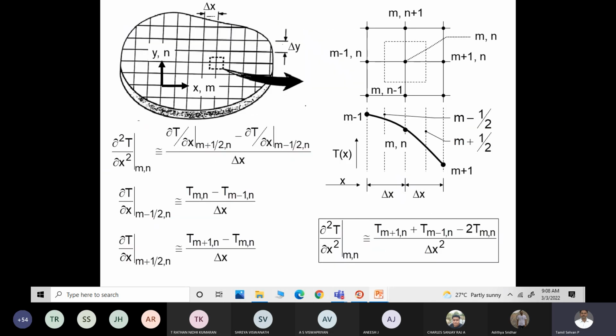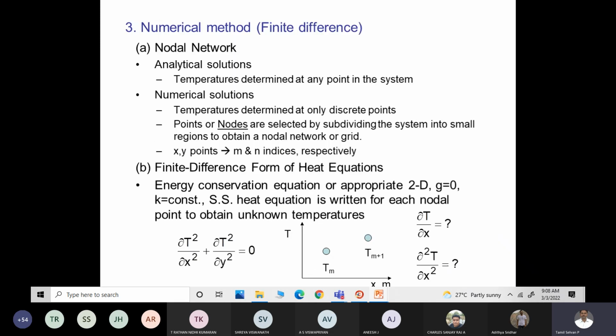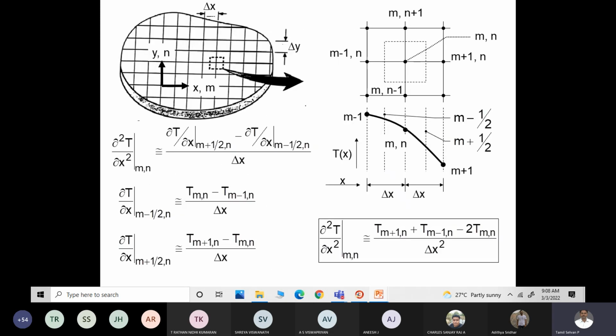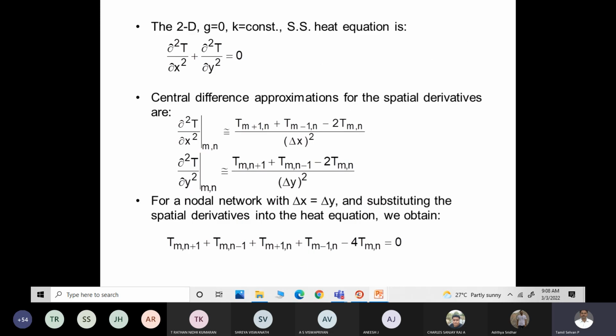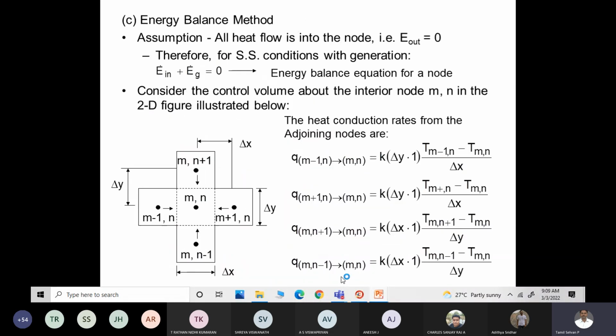And similarly, in the last class we discussed the finite difference method, or the numerical method. With the help of the numerical method, we can use the finite difference method to solve the problems. In engineering mathematics, you might have studied that. And from this expression we have got T m comma n is this numerator divided by 4. This is there in the data book also.